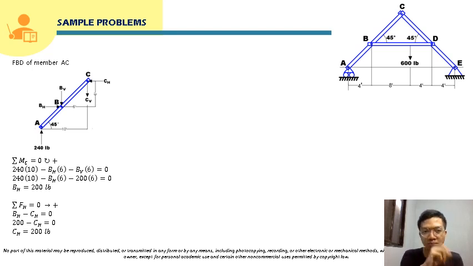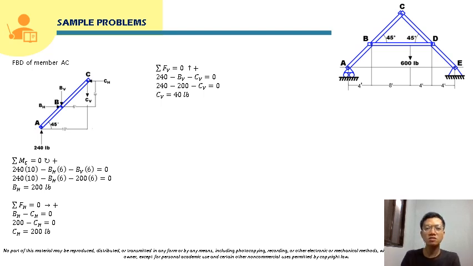Okay, so let's proceed now. Summation of forces vertical. So summing of forces vertical, we already have BV, and the only unknown will be CV. So we can solve for CV directly here. So that will just be 240 minus BV minus CV. So substituting the value of BV, which is 200, solving for CV, that will just be 40 pound.